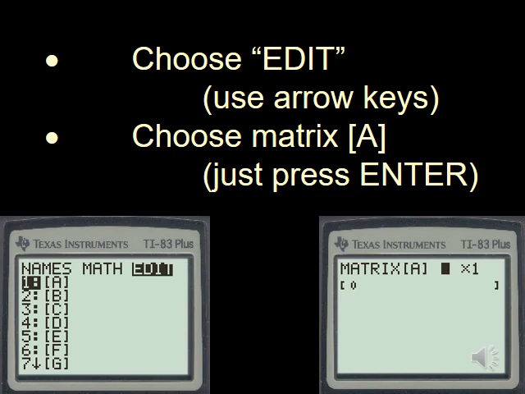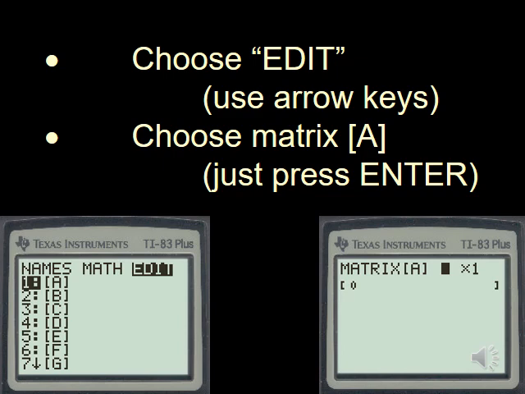What you want to do is to use your arrow keys to go over and choose Edit. And we want to edit matrix A. To do that, you're just going to hit Enter. And again, you might have some numbers other than the 1 and 1 that are on my screenshot. Makes no difference what those numbers are because you're just going to type right over them anyway.